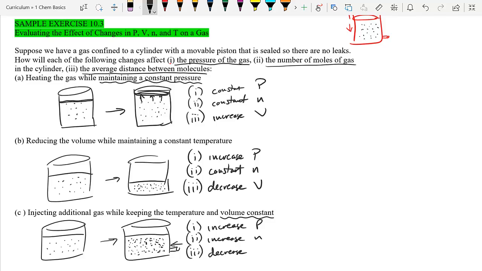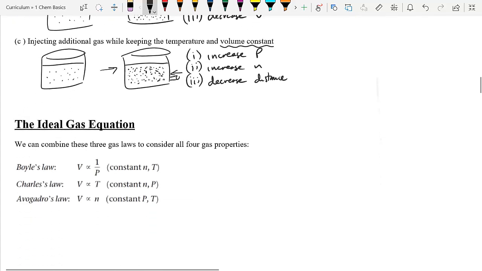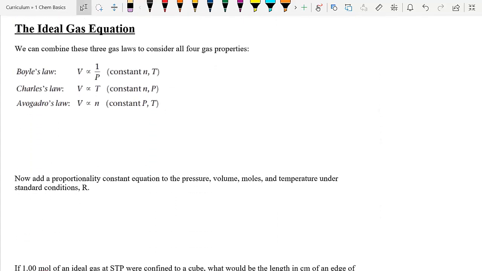Be aware, though, this is decreased distance between particles. It is not a decrease in the volume. The volume remains constant. Make sure you do your practice problem now, and we'll continue on.